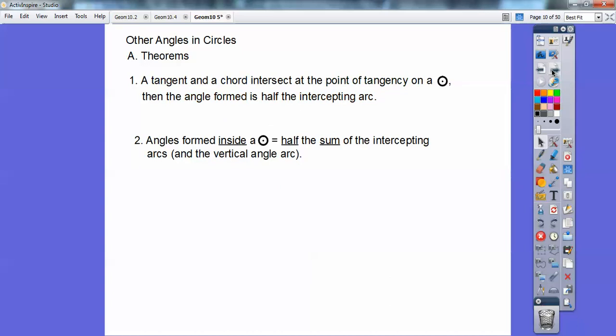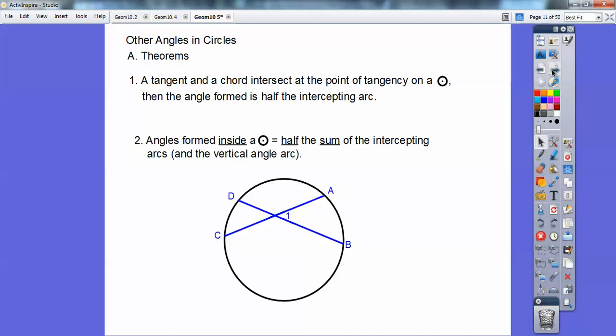Okay, the angle formed inside a circle equals half the sum of the intercepted arc and the vertical arc. So here's a picture on that, you guys. Here's an angle that's inside the circle that's not the central angle, so the center is somewhere over here. So what we've got to do is add this arc and add this arc and take half of that. That's what angle 1 is. I highlighted them in blue right here. So if I add this arc and this arc and take half of that, that's what angle 1 is right there. It's half the sum of the intercepted arcs.